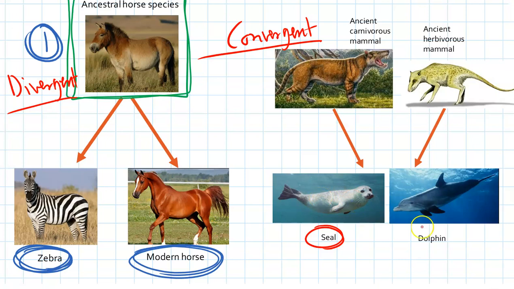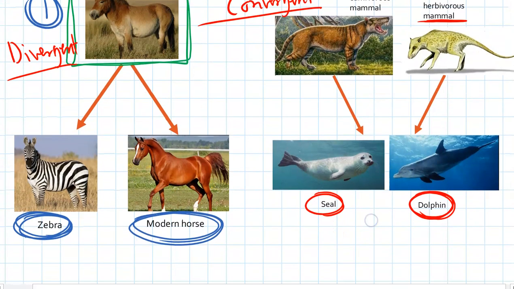Well, a similar thing happened, but with this herbivorous mammal here. So this mammal millions of years ago looked a bit like a cross between a rabbit and a mouse. It ran around and ate fruits and seeds. And a group of that mammal eventually started to live more in the ocean, and it evolved into dolphins. So you can see how similar dolphins and seals actually look.